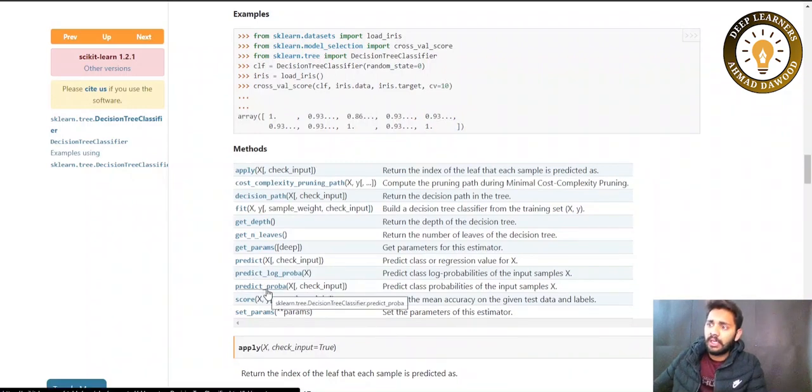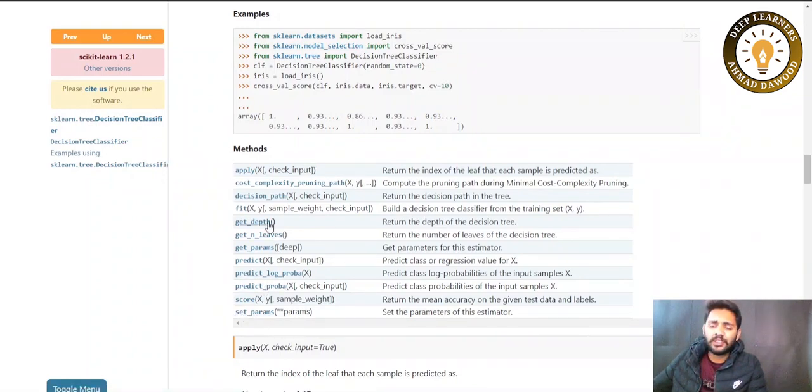Predict proba can give you the probabilities against each class. We will also see how the decision tree actually calculates the probabilities for each class. Using that method, you can get the log of the probabilities. Score is used if you want to see the accuracy, and if you want to set a parameter after defining your model, you can set it again by passing the values here.